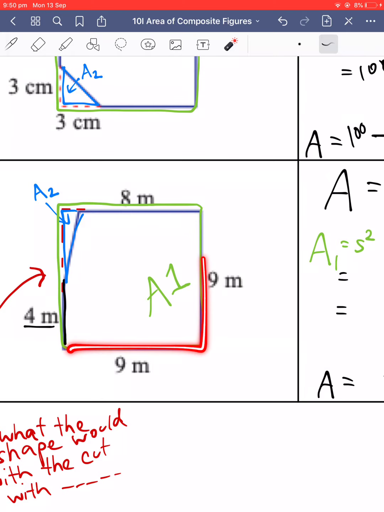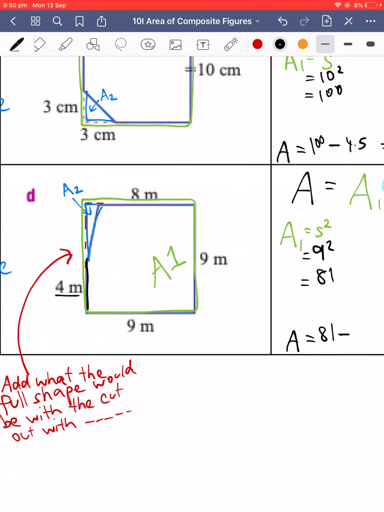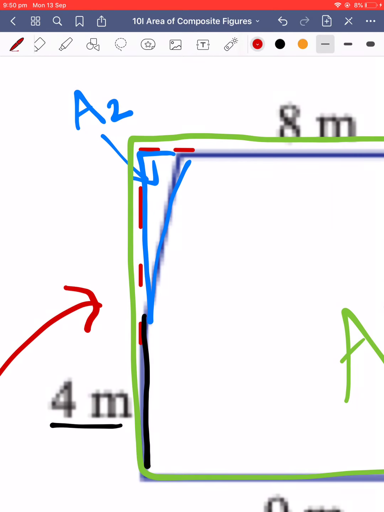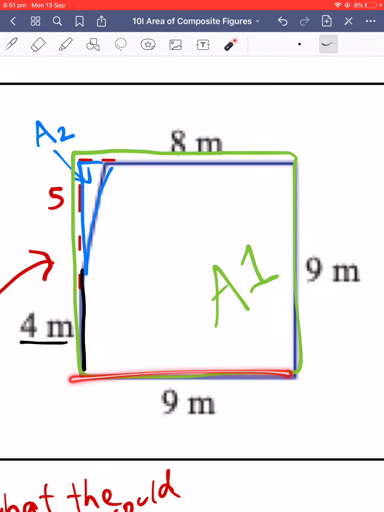I have a square here, 9 multiplied by 9. Again, plug it straight in. So 9 squared gives me 81. And then I am going to take away my little one here. If this is 4, this whole length is 9. This side here has to be 5. So I'm going to put that one in. I've got 5. Now I also know that this length here is 9 and this here is 8.